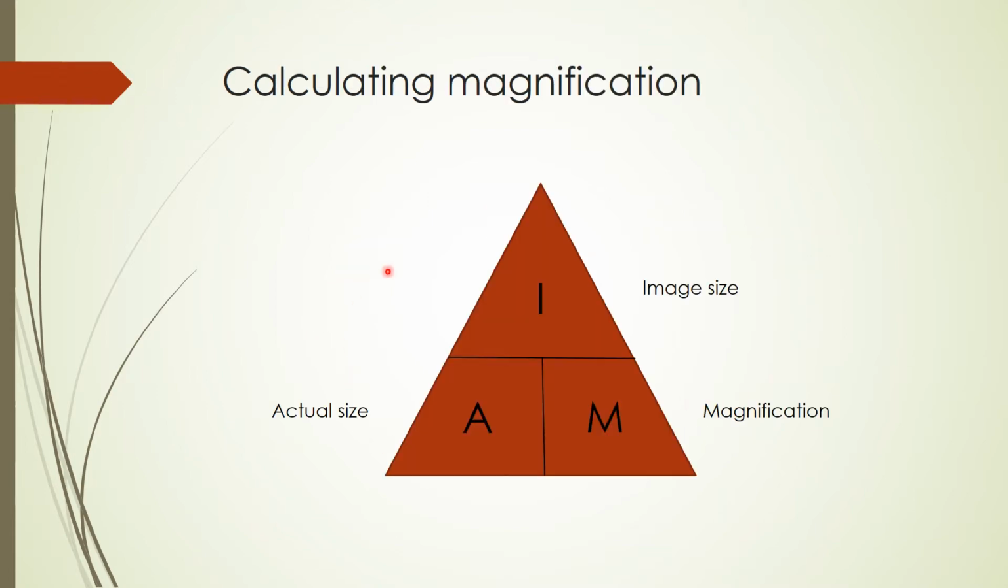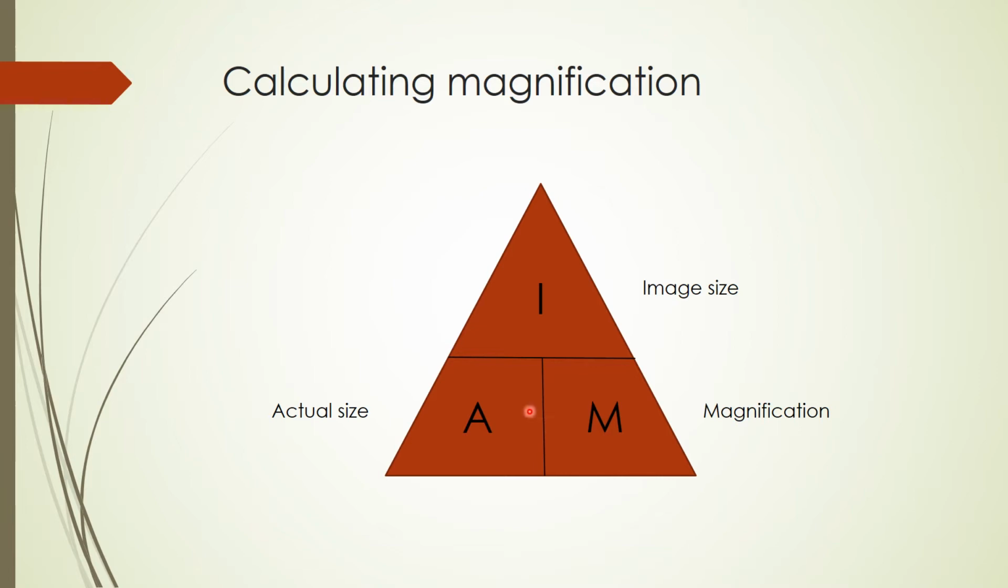Okay, and I think this is a neat little remembering method for calculating magnification, and all you've got to remember is I AM. So I stands for image size, the A is the actual size, so that's like the real size of the object. Image size is just the one that you can see from your microscope. Magnification is how much it is enlarged by.